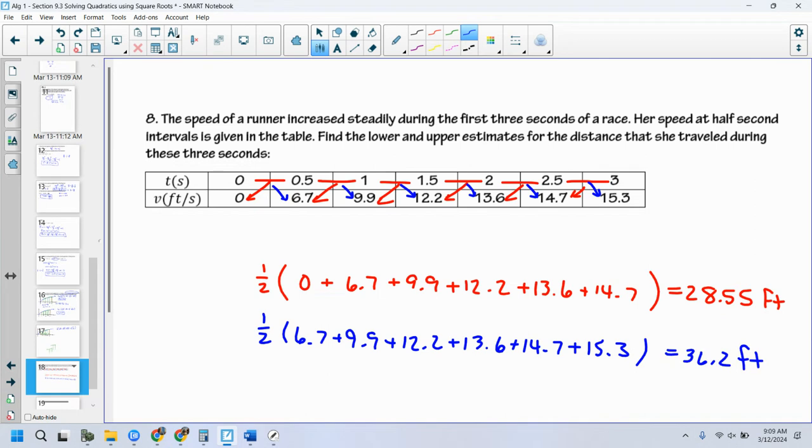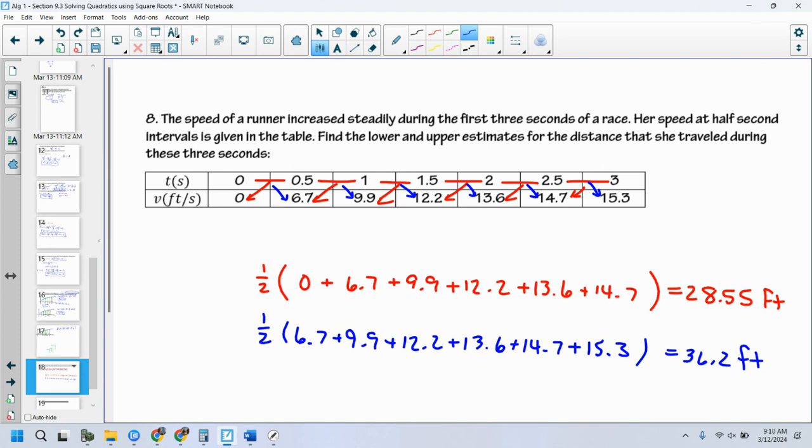So I know my true distance traveled over the first 3 seconds is somewhere in between 28.5 and 36.2 feet. And this is all based on me observing the velocity every 1/2 second interval. Just seeing what the velocity is.